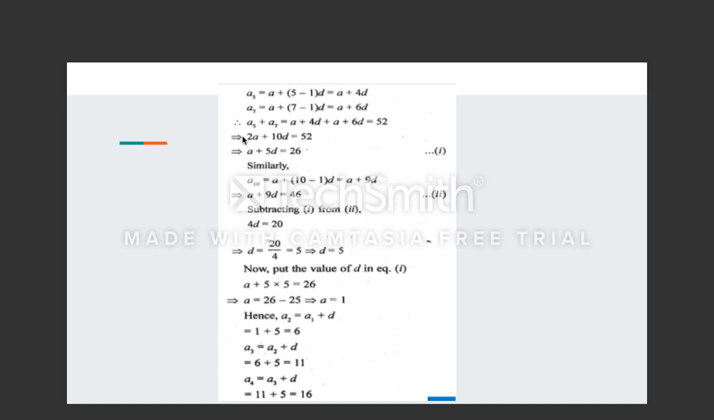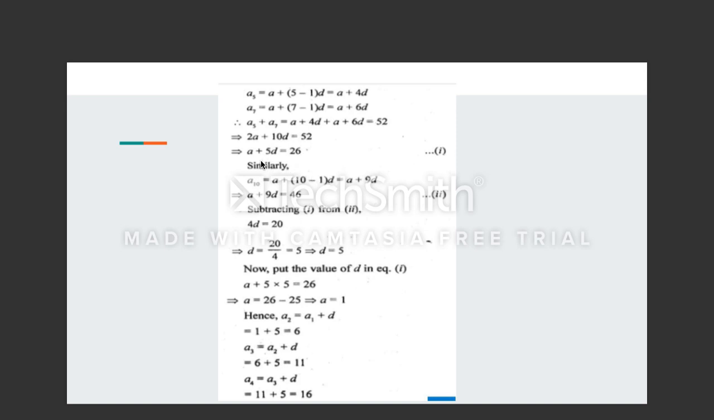2 is common, so divide the whole equation by 2. 2 is common everywhere. So divide each term by 2. 2A divided by 2 is A, 10D divided by 2 is 5D, and 52 divided by 2 is 26. First equation is clear. What was given? Sum of the fifth and the seventh term. So A5 plus A7, that was 52 given in the question. A5 means A plus 4D. A7 means A plus 6D. Sum we are solving, and this is what I get after simplifying the first equation in two variables. Okay. Linear equation, two variables.